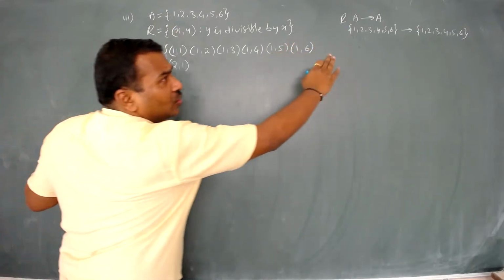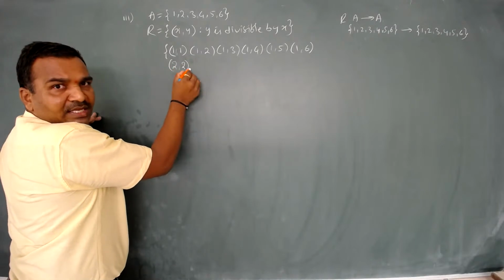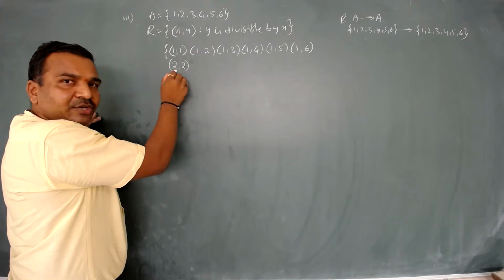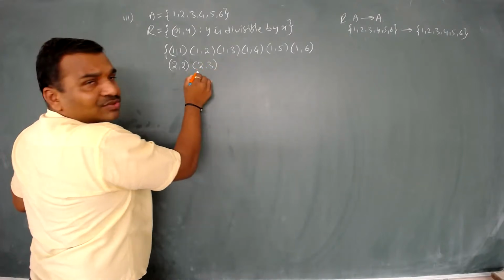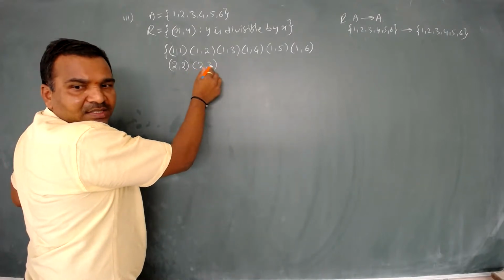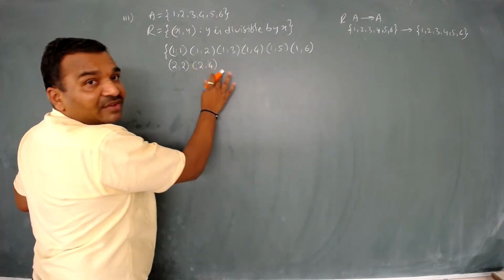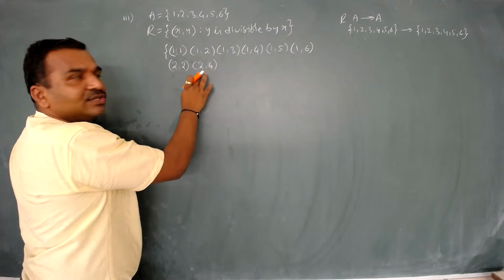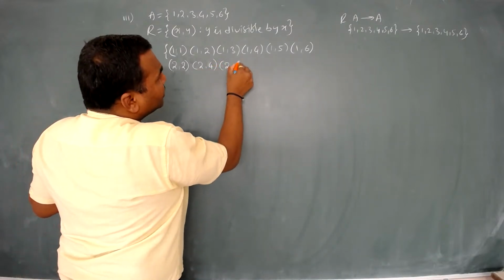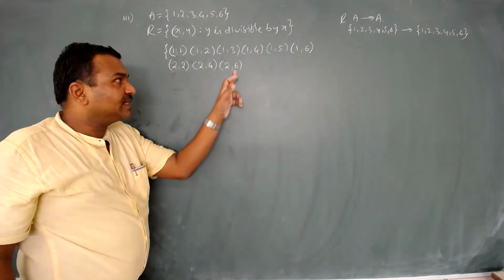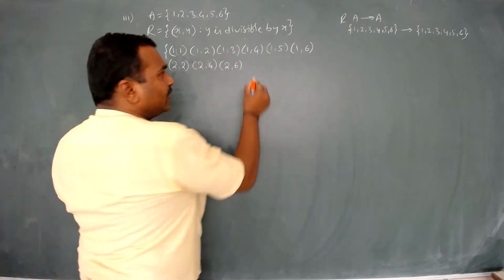Next, go for (2,2). Check it now: y is divisible by x. 2 is divisible by 2. Right, it is possible. Next, go for (2,3). 3 is divisible by 2. Wrong. So (2,3) is not possible. Next, (2,4). 4 is divisible by 2. Yes, it is possible. Similarly, (2,5) is not possible. (2,6) is possible. 6 is divisible by 2. So that is the 2 combination.